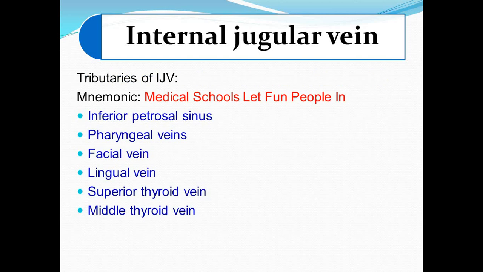The tributaries to the internal jugular vein are these. This mnemonic may help to remember these tributaries. From inferior to superior, they are the middle thyroid vein, the superior thyroid vein, the lingual vein, the facial vein, the pharyngeal vein, and the inferior petrosal sinus.